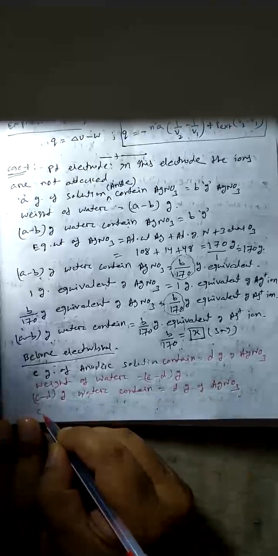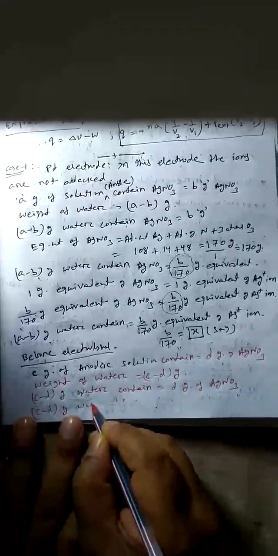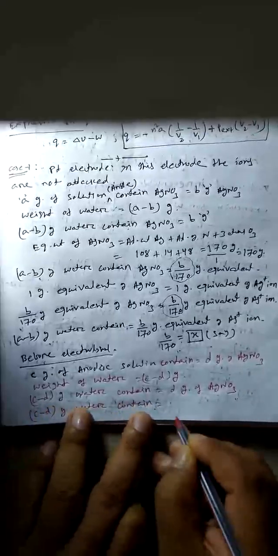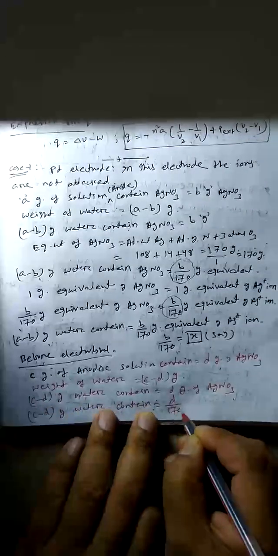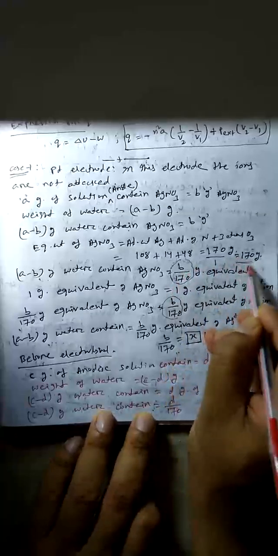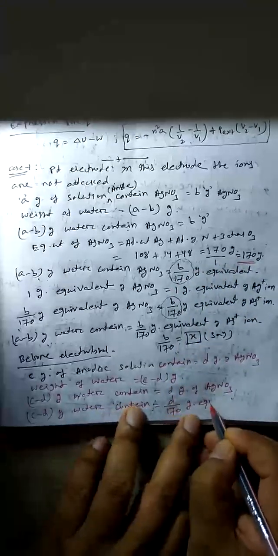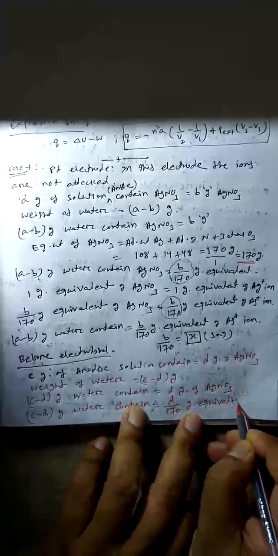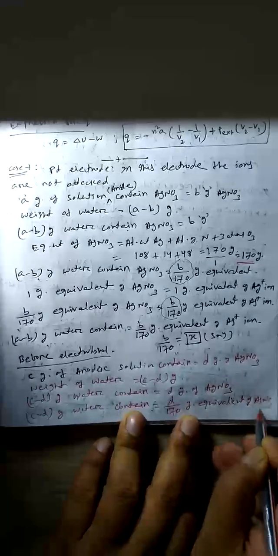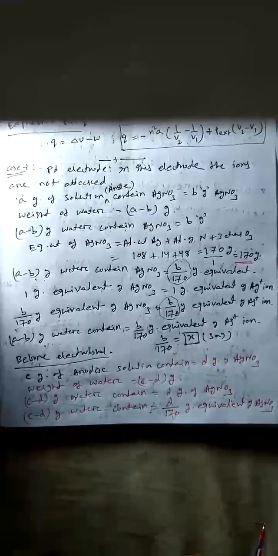Then we have to find the gram equivalent. C minus D gram of water contains D by 170, as the equivalent weight of silver nitrate is 170 gram. When you divide by the equivalent weight, this is called gram equivalent. So C minus D gram of water contains D by 170 gram equivalent of silver nitrate.